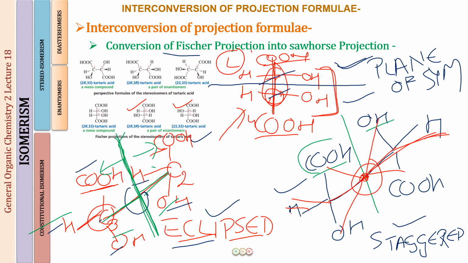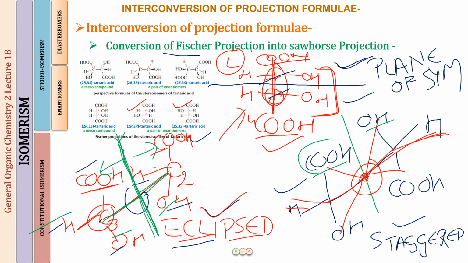In both the conformations, eclipsed and staggered, we find some element of symmetry. That is why the mesotartaric acid is optically inactive. But the eclipsed plane of symmetry is matching with the Fischer plane of symmetry. So this means that the Fischer projection is always in an eclipsed conformation.